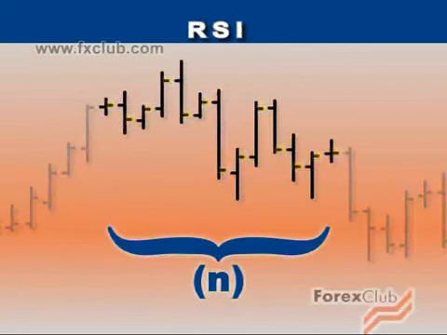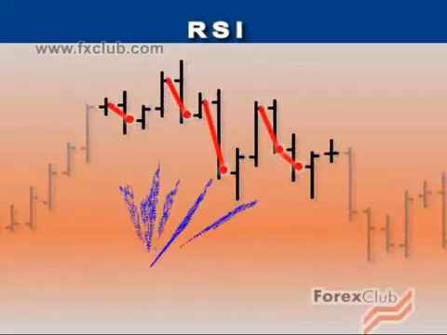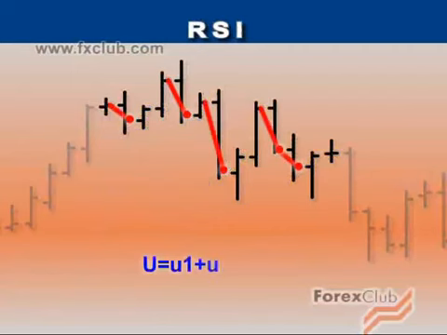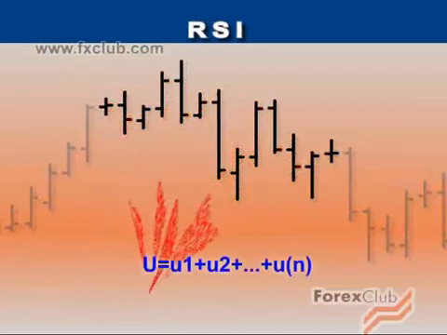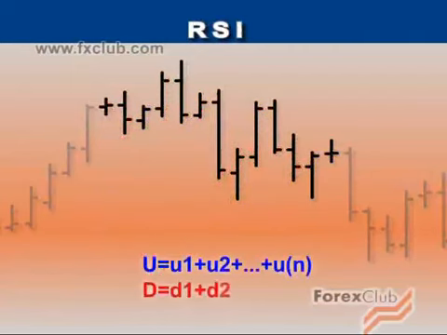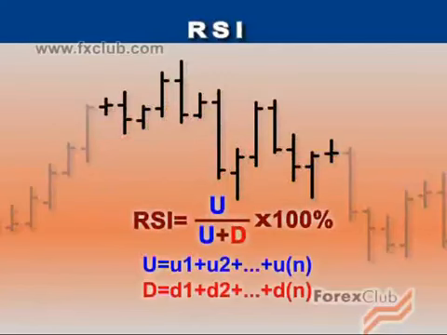If the closing price is higher than the previous one, then the value is blue. And if it's lower than the previous, the value is red. So the ratio of the sums of positive and negative variations u and d for the period n, expressed as a percentage, is the RSI.